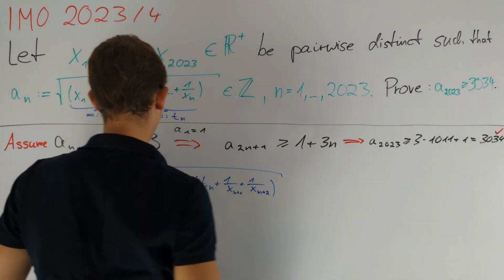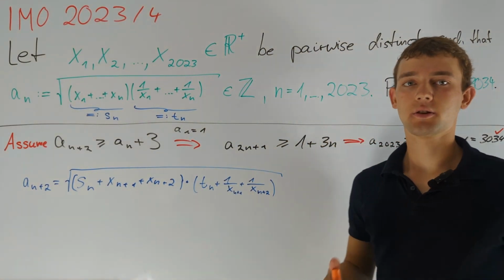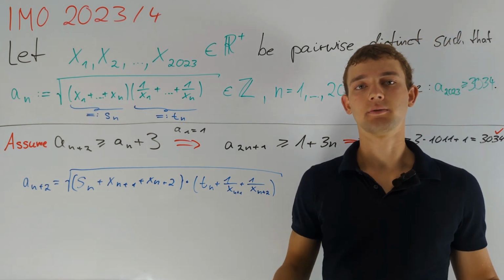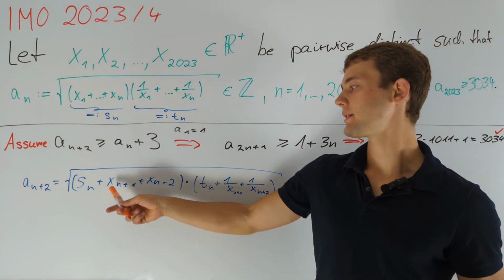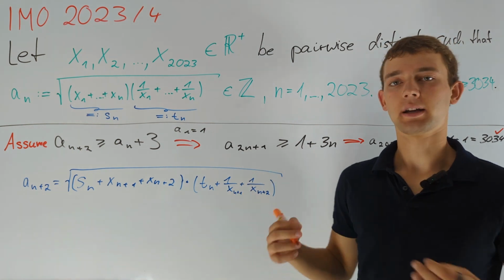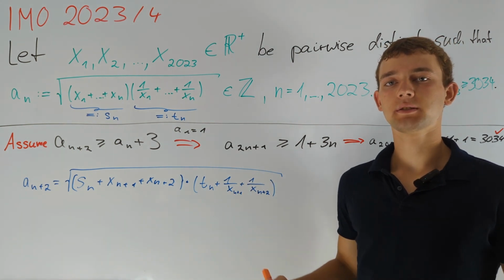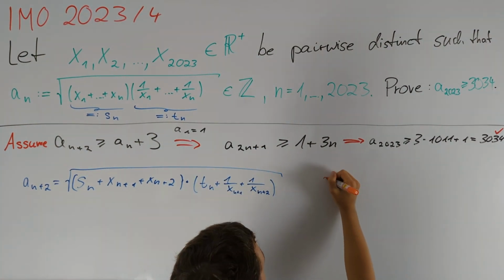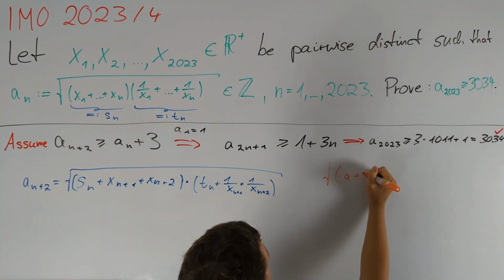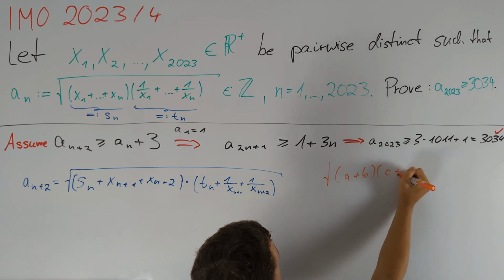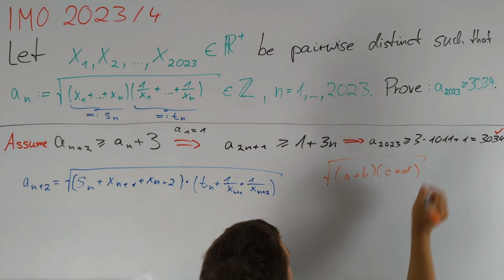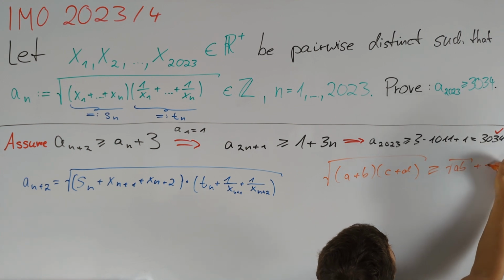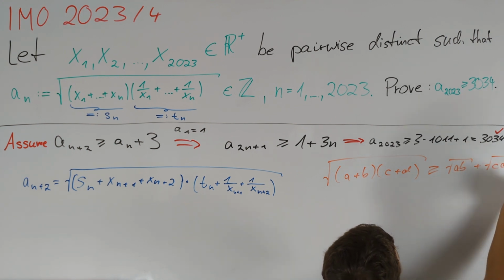We would like to bound this term from below by a term containing the square root of S_n T_n, because that equals a_n. Moreover, we can relate the xi terms to the 1 divided by xi terms. All of this should motivate us to use the following inequality that tells us that the square root of (a plus b) times (c plus d) is greater than or equal to the square root of ab plus the square root of cd, for positive real numbers a, b, c, and d.